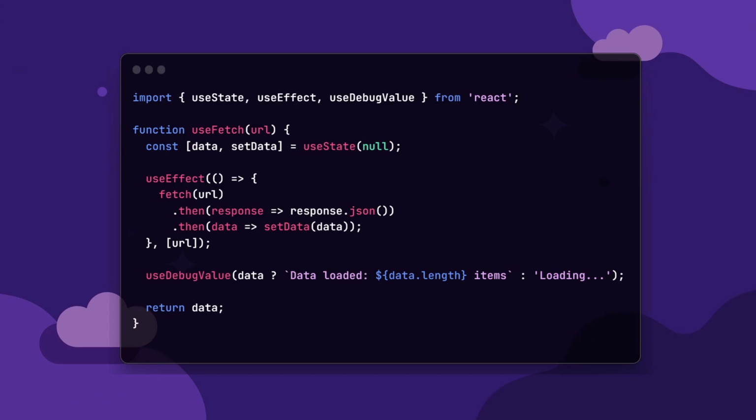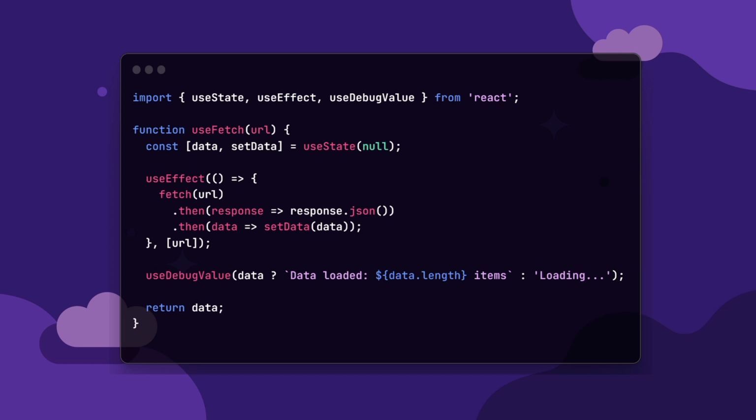useDebugValue is a hook that allows you to display custom debugging information for custom hooks in the React DevTools. This can be useful for debugging hooks and understanding what's happening behind the scenes. In this example, we define a custom hook called useFetch that fetches data from a URL and returns it. We use the useDebugValue hook to display a custom debugging message in the React DevTools. If the data is loaded, we display a message that includes the number of items in the data. If the data is still loading, we display a message that says loading.